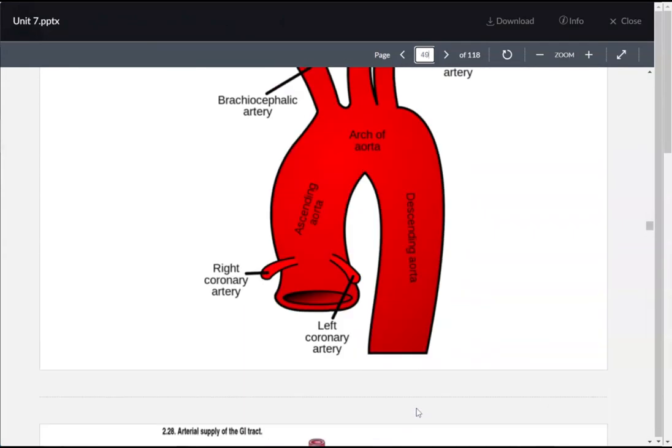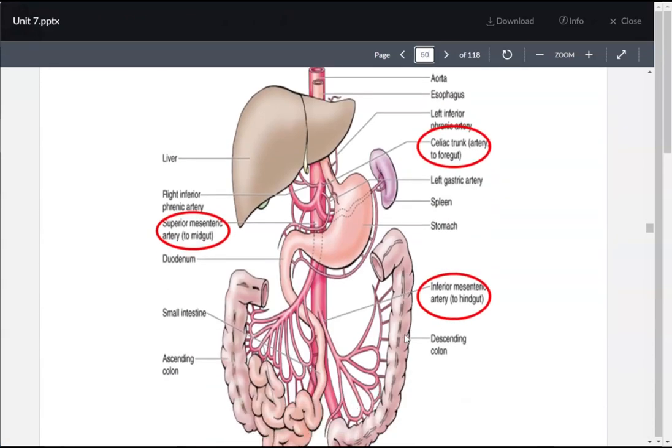The descending aorta, once it passes through the chest cavity, becomes known as the abdominal aortic artery. It is still the same artery, it's just in a different section of the body. So we give it a different name. When that abdominal aorta gets down into the abdominal cavity, it is going to start branching like crazy. And there are going to be a lot of important branches that come off of here.